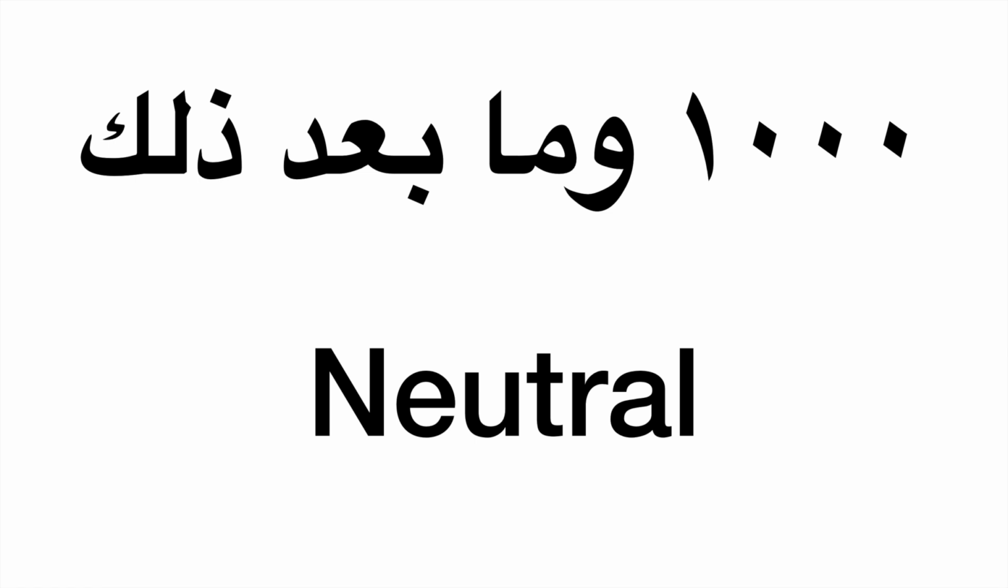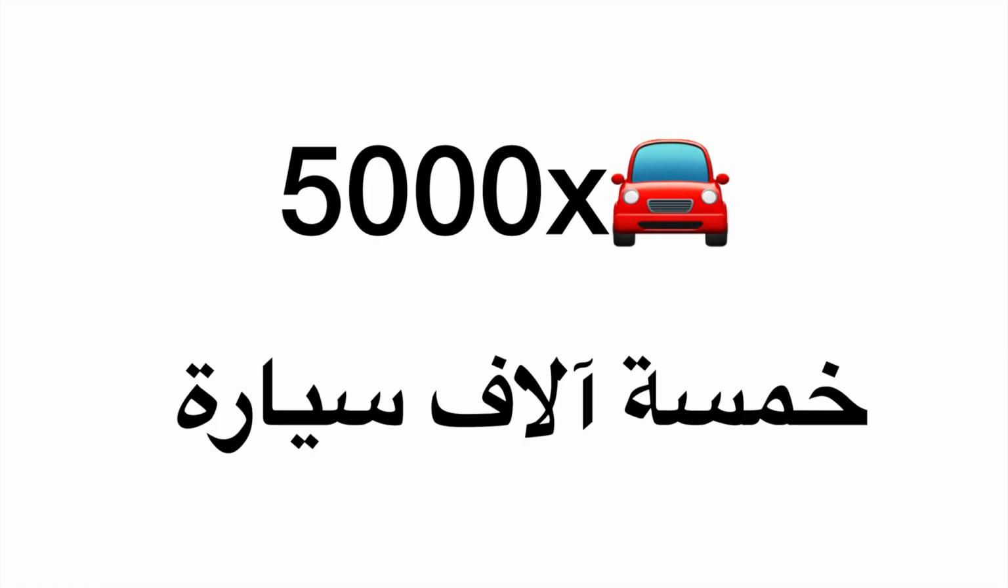Now the numbers after that, 1000, 1 million, 1 billion, etc., are all gender neutral and they're all male. For example, 5,000 cars in Arabic is 5000 سيارة. Again, here 5 is counting the thousands, not the cars. That's why it's female, since 1000 is male.